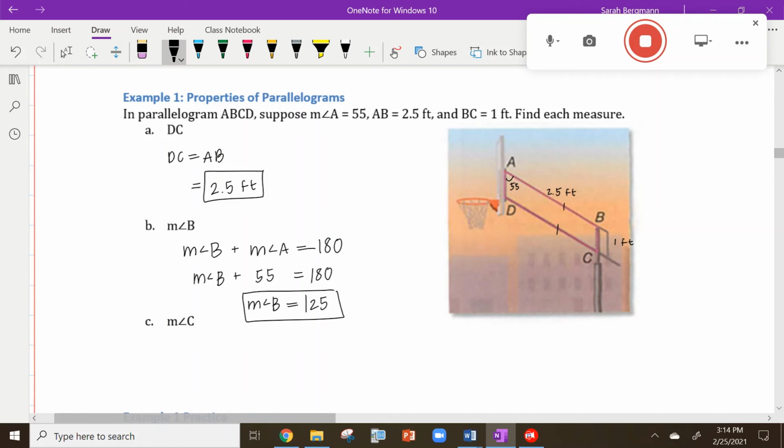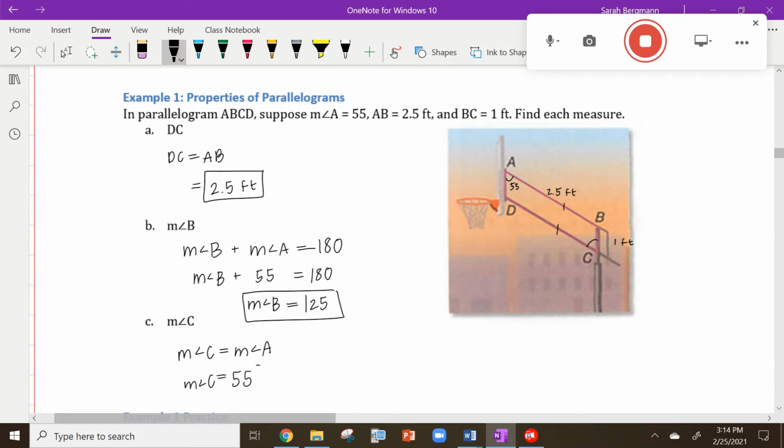Next, for the measure of angle C, angle C and angle A have to be congruent since they are opposite angles in a parallelogram. So I know that the measure of angle C is also 55.